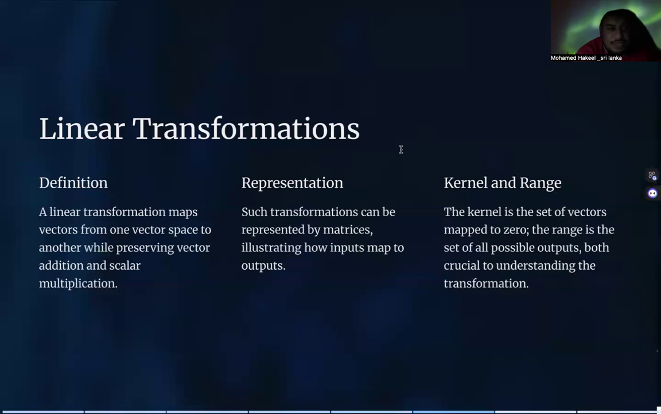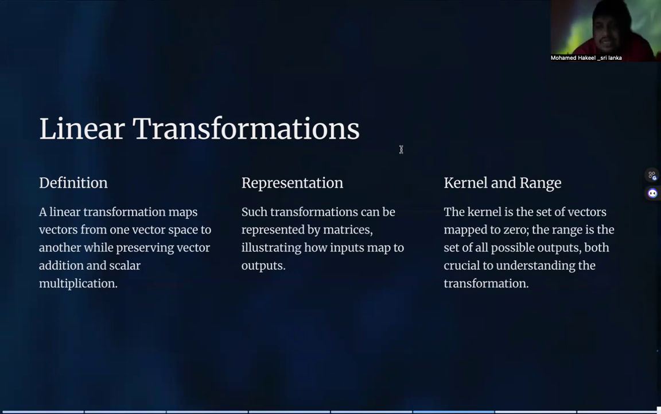Linear transformation. The definition of a linear transformation: a linear transform maps vectors from one vector space to another while preserving vector addition and scalar multiplication. Representation: transformations can be represented by matrices, illustrating how inputs map to outputs.